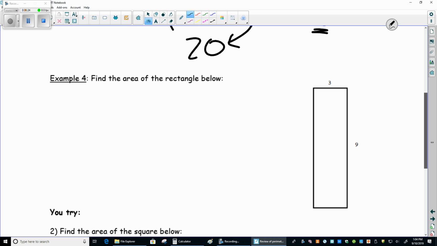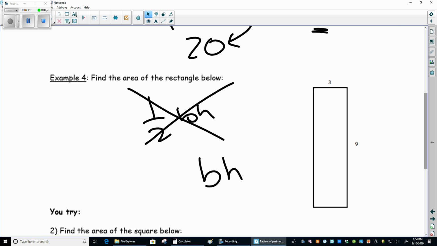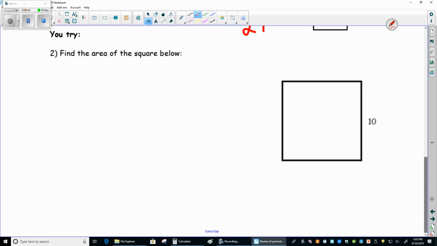The big thing, though, again, is just that you remember what shape you're using. Here I'm using a rectangle, so it's not half base height anymore. That would be for a triangle. It's just base times height. So base times height on this one would be 3 times 9, which anyone should be able to get using that little finger trick, 27. All right, so I have area of a square below. Pause it just like before and try it.